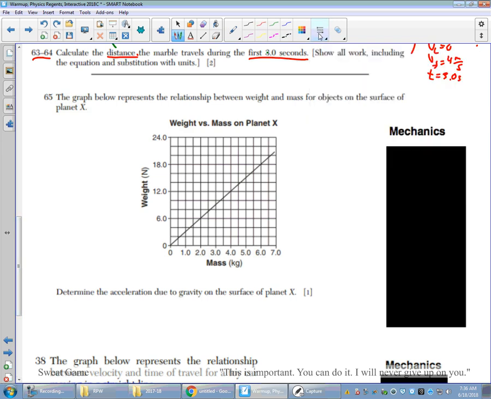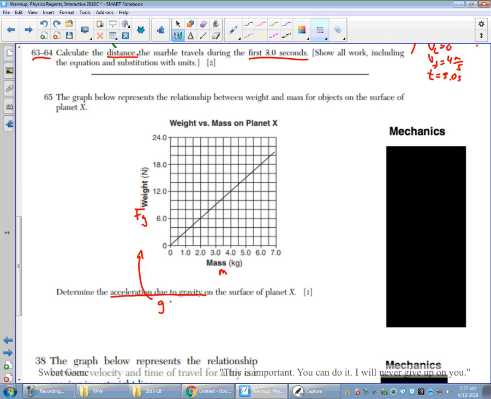When they say determine the acceleration due to gravity, symbols, graph technique. So weight, look it up, FG. Mass, look it up, M. Acceleration due to gravity, sure, it can be A, but it also goes by the letter G. And so when they say determine G, well, you look.